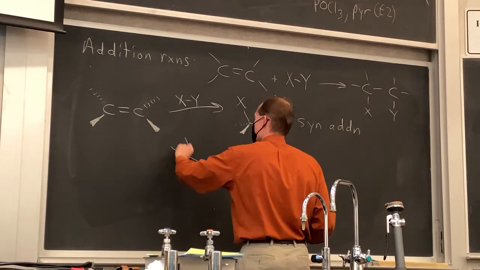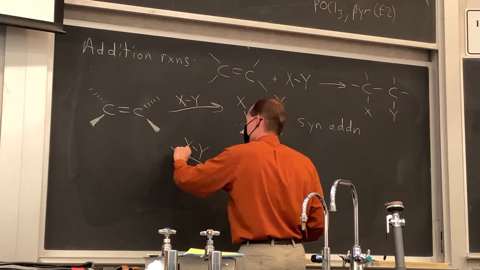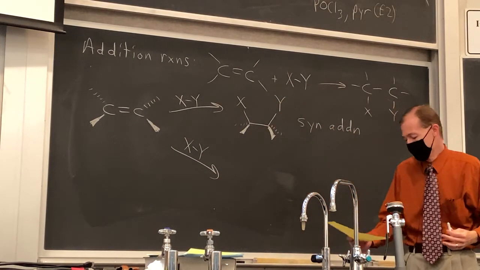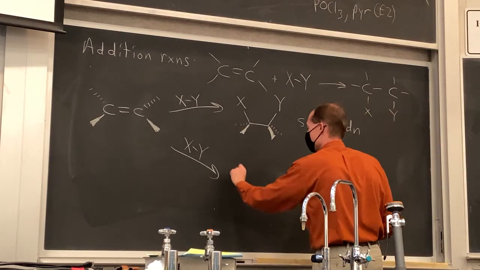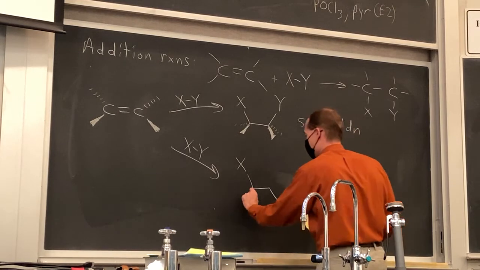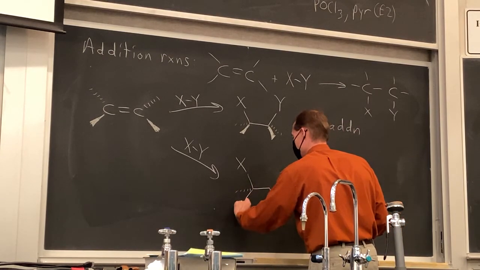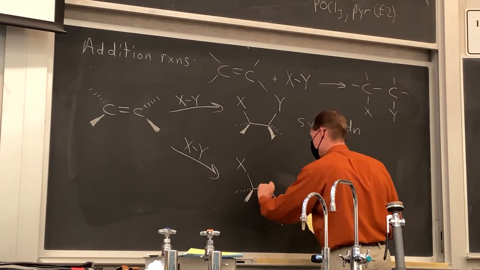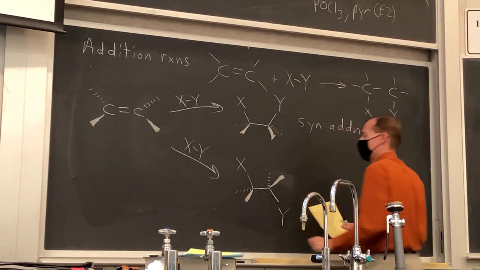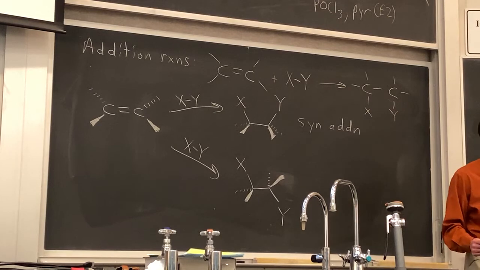And then the other possibility is when X and Y come from opposite faces. One comes from the top, the other comes from the bottom. We'll go ahead and draw X on the top and Y on the bottom. Then we're going to get something looking like this. Okay?